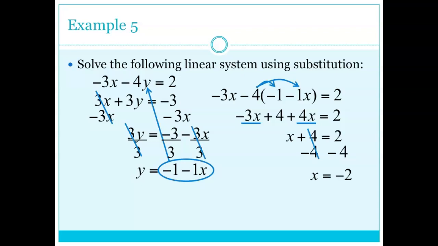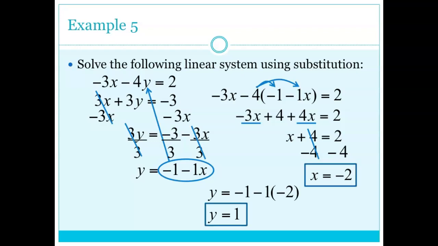Now we'll substitute negative 2 in for x. So I'm going to use the equation y equals negative 1 minus 1x. So this will be y equals negative 1 minus 1 times negative 2. So this is the same as negative 1 plus 2, which is equal to positive 1. So in this problem, we have x equals negative 2 and y equals 1.